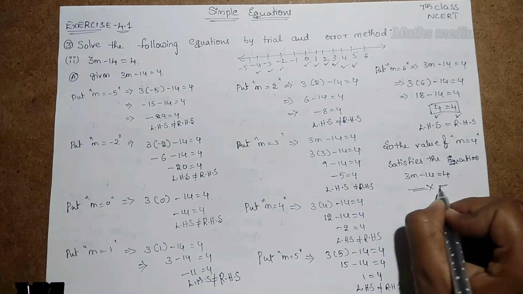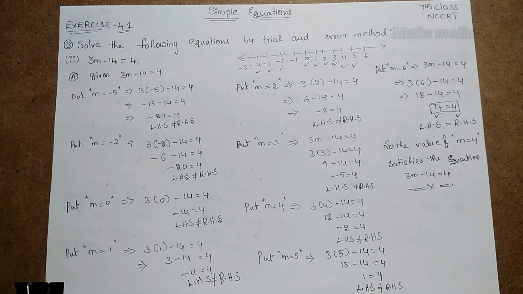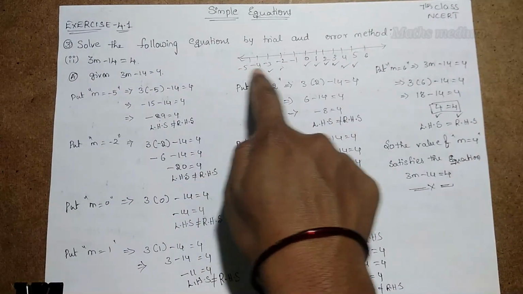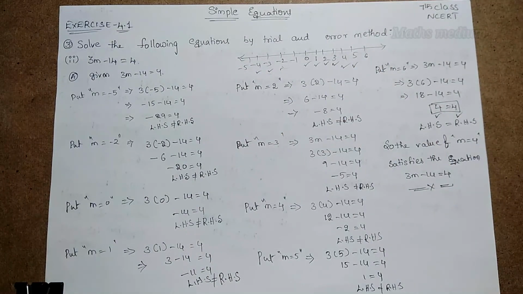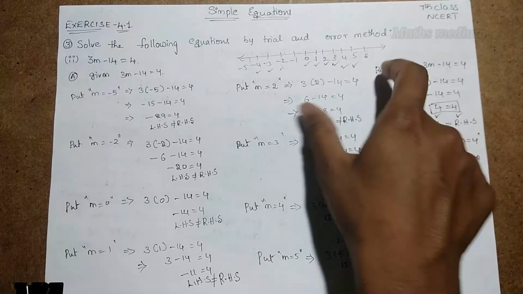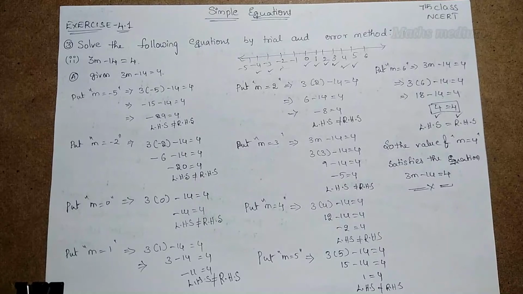So this is solving an equation by the trial and error method. By using a line, that is a number line, you will get a better understanding of how you cannot skip any value, you cannot forget any value throughout solving an equation. So I hope you understand this session.